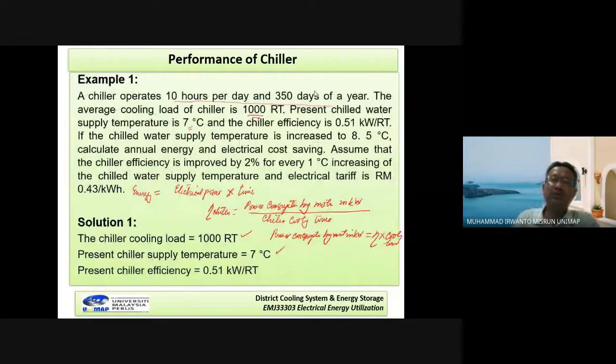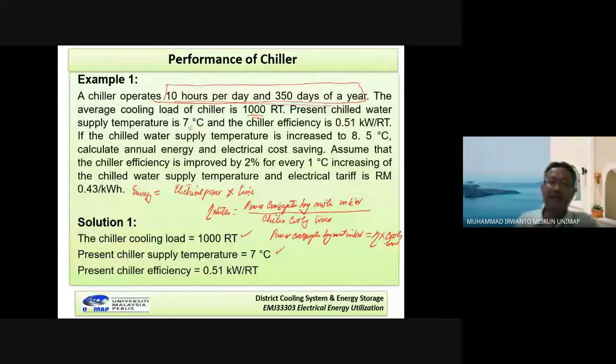Now we want to calculate the annual energy, meaning all this time per year. Because one day operates 10 hours and in 1 year we have 350 days, the operation time of the chiller is 10 hours per day multiplied by 350 days per year. This is for the time.